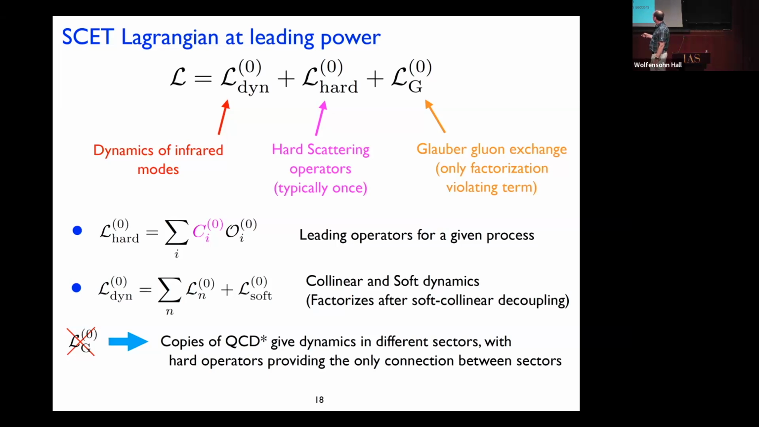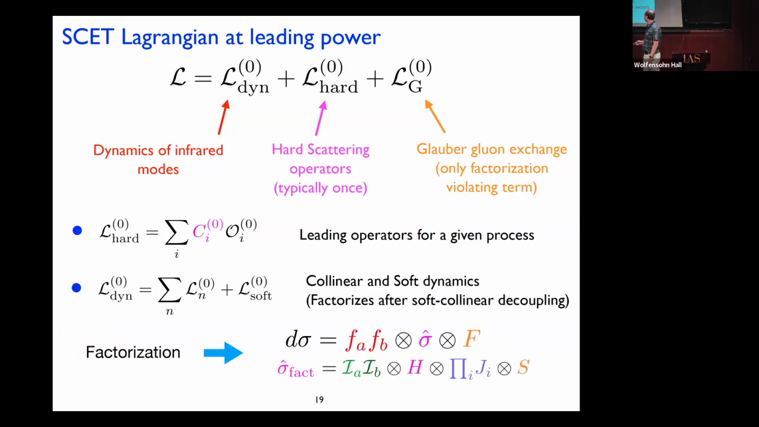So the only place that things are talking are through these hard interactions or through this Glauber Lagrangian. So if the Glauber Lagrangian cancels out, then you just have things that factor completely, because the hard interaction is the only place that fields are talking to each other. And that's how SCT leads to these factorization theorems, where the dynamics in these Lagrangians are describing the dynamics of each of these functions, and the hard Lagrangian is tying things together.